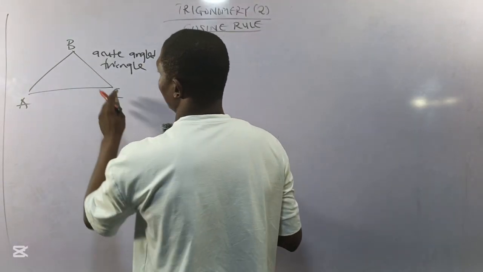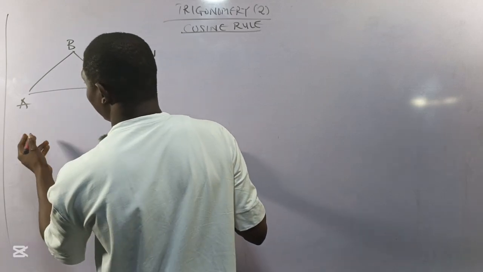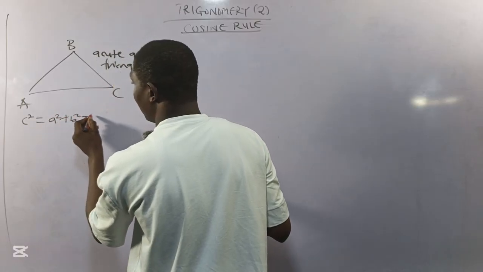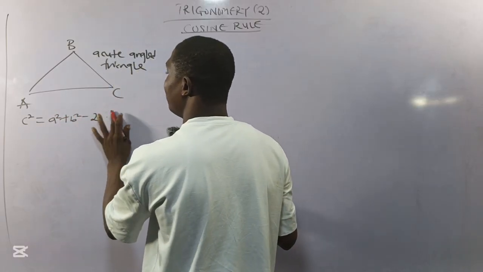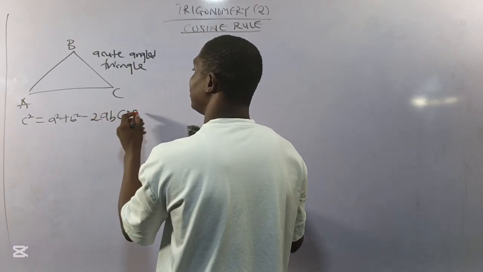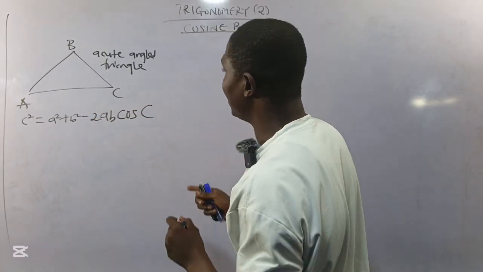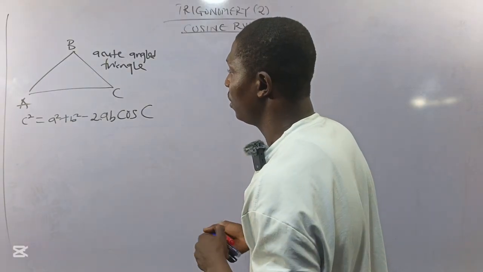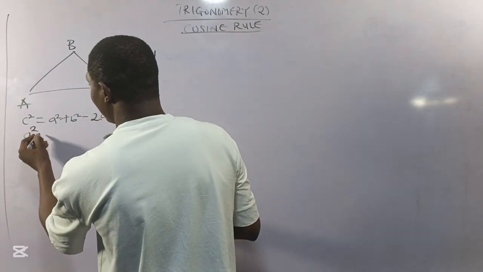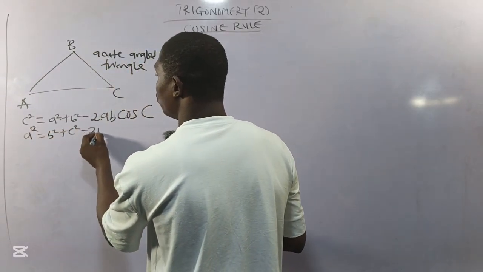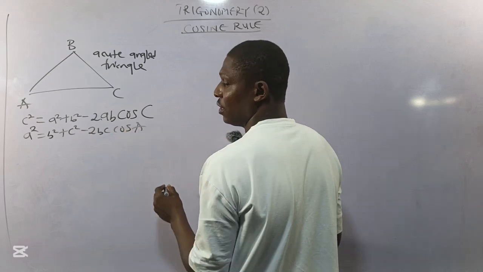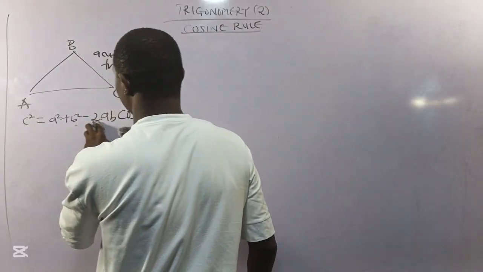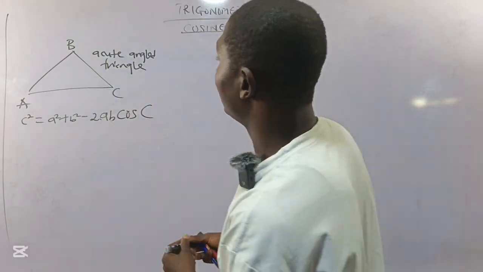How do we prove that we can get something like C squared equals A squared plus B squared minus 2AB cos C, because this is one of the rules? We can also have it as A squared equals B squared plus C squared minus 2BC cos A. But let's focus on the top and see if we can prove it. So we're given this triangle.